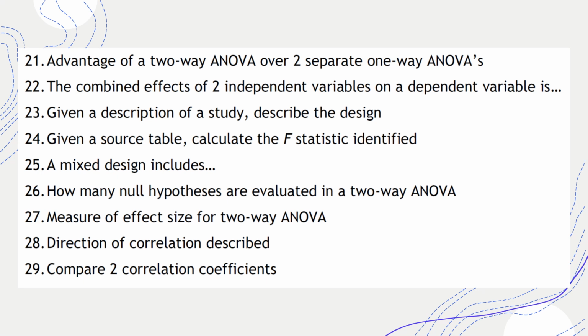Okay, let's see. 24. Given a source table, calculate the F statistic identified. So it's going to ask you for a specific F statistic, because with the factorial ANOVA, each independent variable is a source, and then you have the interaction, and you have within. So it's going to ask you for essentially one of the sources. Okay, and so depending on what that is, you get the mean square and calculate the F. Okay.